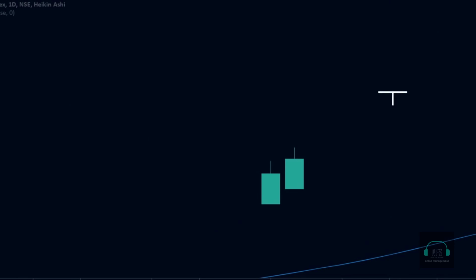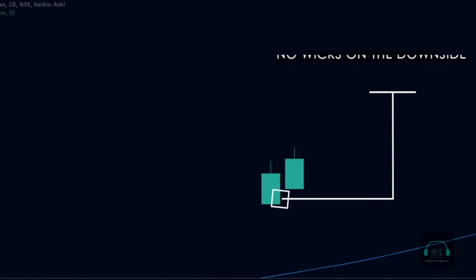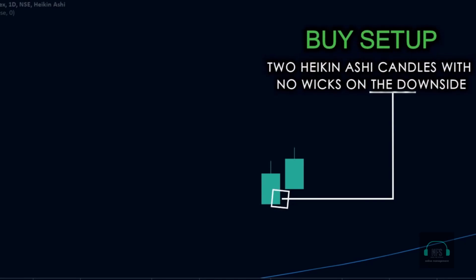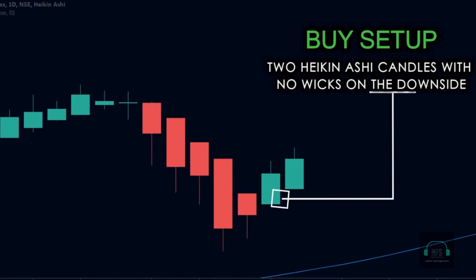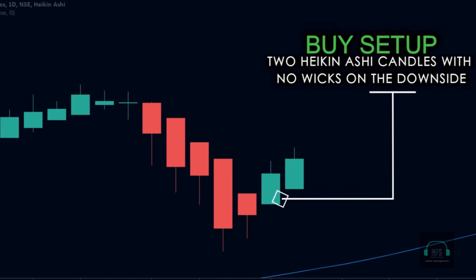We have two Heikin Ashi candles here. As you can see, both of these candles are green and have no wicks on the downside. This indicates that there are no sellers present in the market. It is a very bullish sign. When there are two candles with no wicks on the downside, it is a clear sign of buyers' dominance. The important thing here is that we want to see these two candles appear right after the pullback. So, the first two green candles that appear after the pullback should be these two candles.